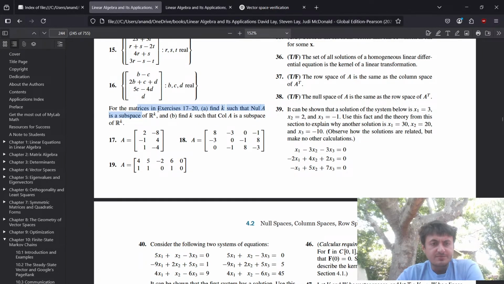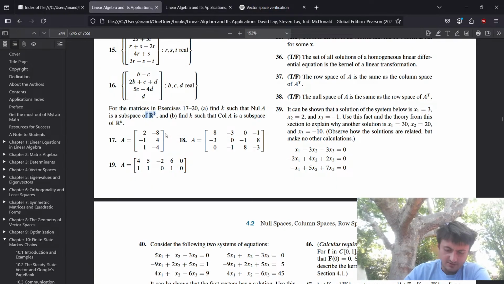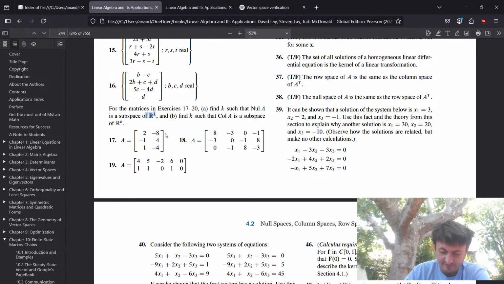Find K such that the null space is a subspace of Rk. Okay, so this is a 3 by 2, so K is 2. So A, K equals 2. B, the column space is going to be a subset of R3. So K equals 3. Problem 18: it's a 3 by 4, so K equals 4 for the null space, and for the column space, K equals 3. For 19, and we get the idea, right? It's pretty simple.